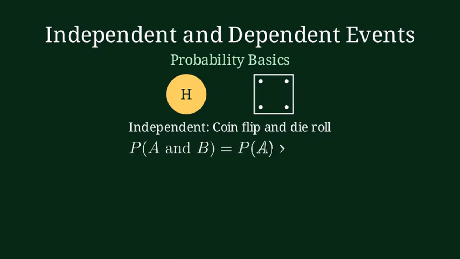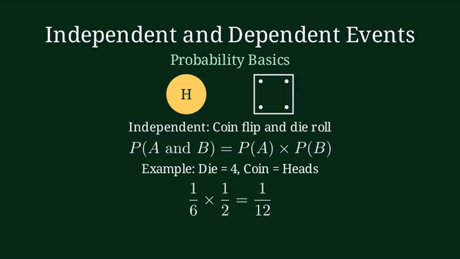For independent events, the probability of A and B happening together is P of A times P of B. Example, roll a 4 on a fair 6-sided die and flip heads on a fair coin. Probability of 4 is 1/6. Probability of heads is 1/2. Multiply them to get 1/12.